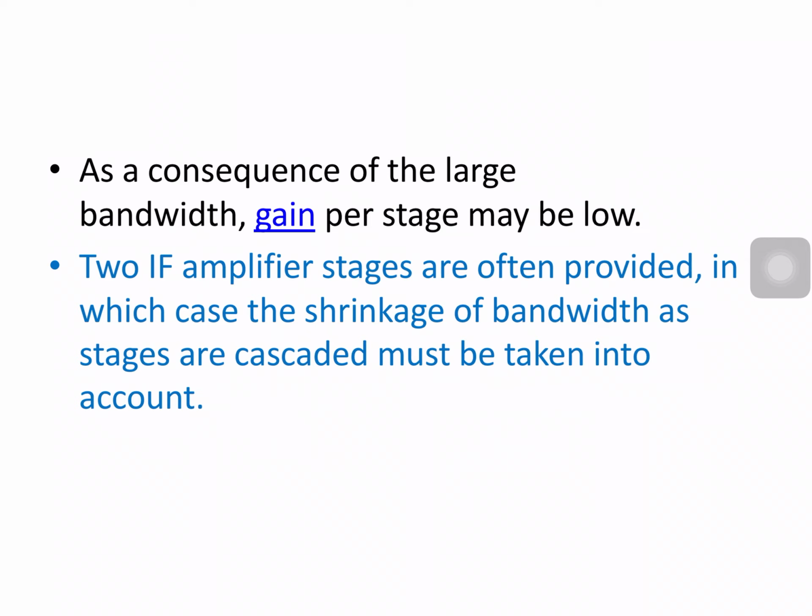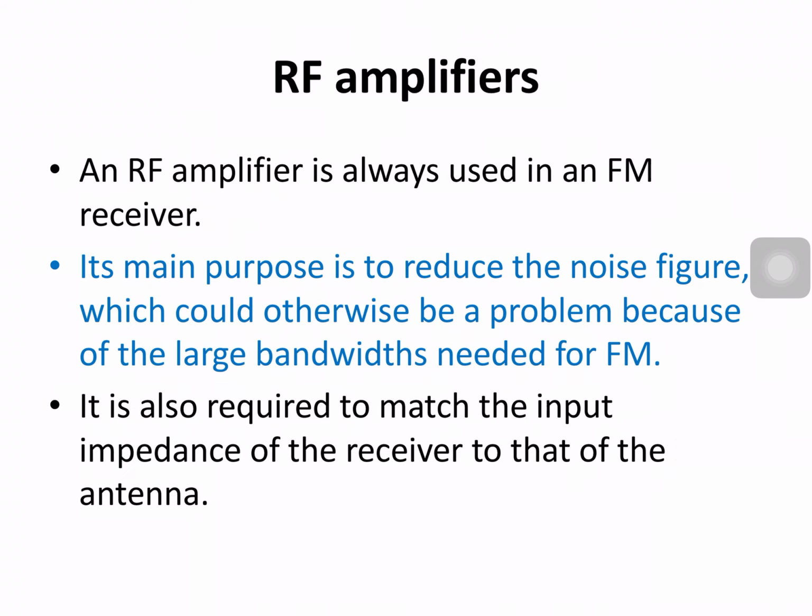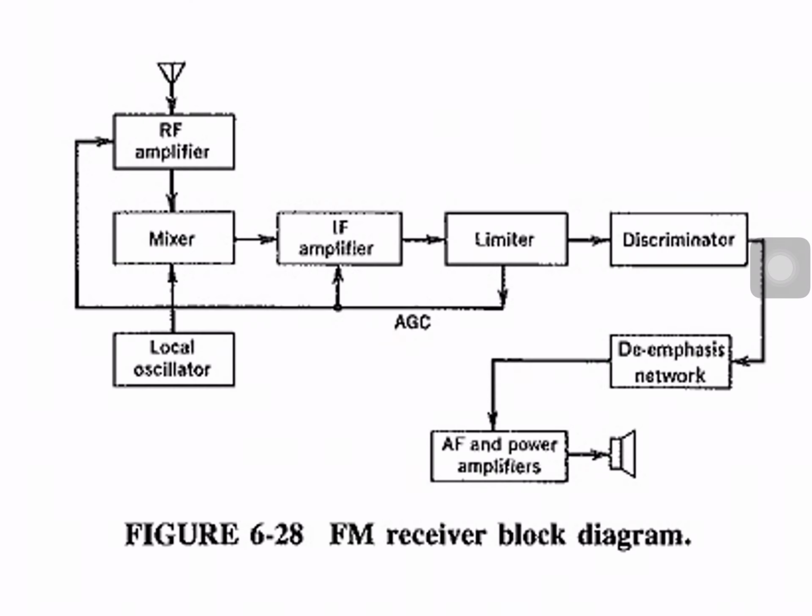Now here the bandwidth is very large, so the gain per stage may be low. Okay, after that let's see what are the blocks in the FM receiver block diagram. There is automatic gain control here at the receiver side, which we will study later on. A limiter circuit, which will also be covered later on.